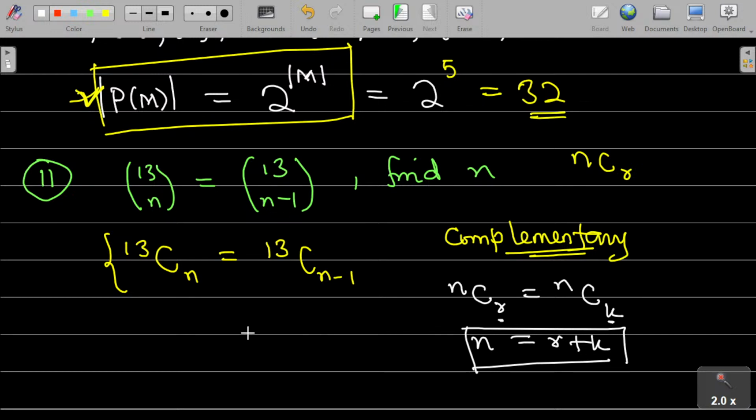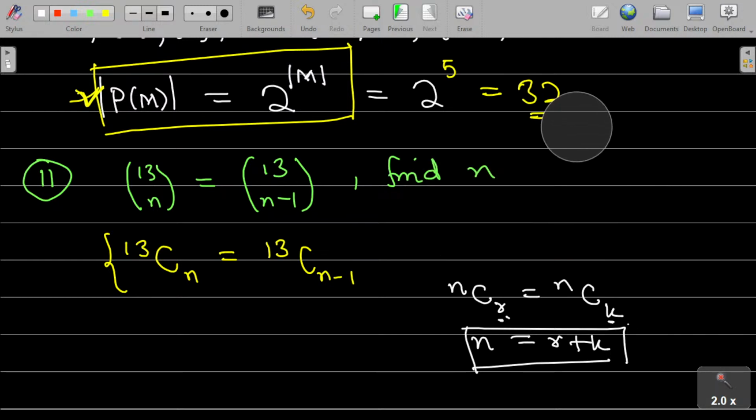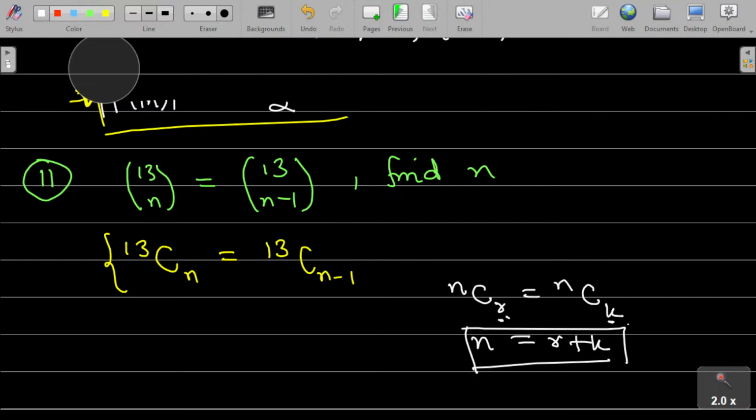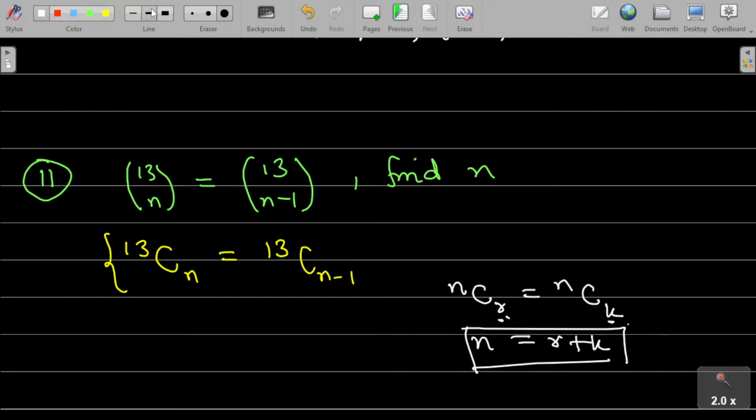Okay, so let's see. Did you get what I explained here? Once the numbers of the combinations are the same, and you are equating them, it means that your n is equal to the sum of the two r. Let me give you an example before we come and solve this question.